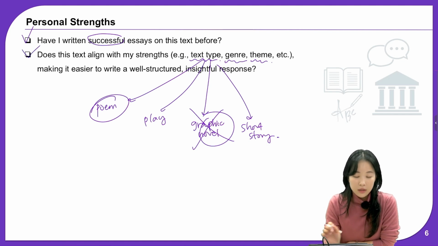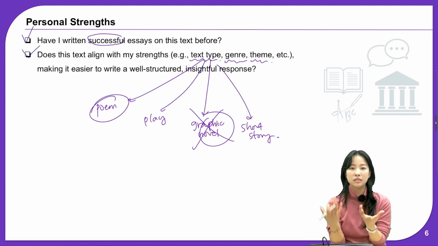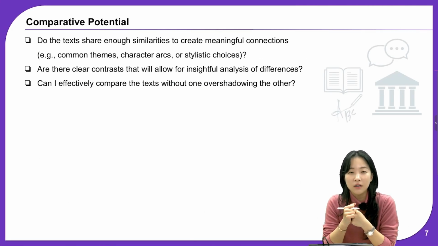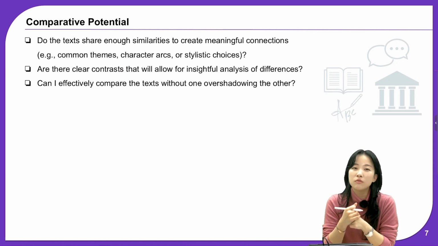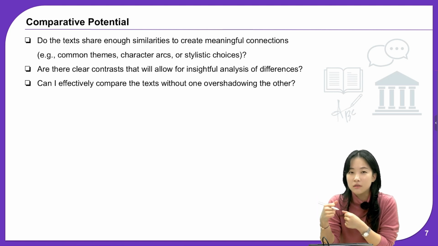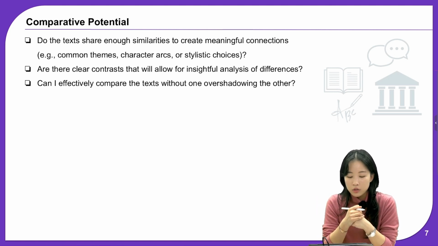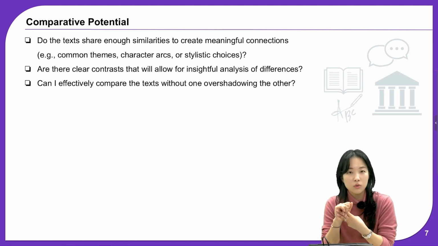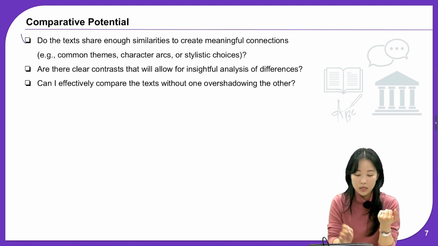After you've picked that, right, now it's time to consider the combination. As a set, does it work well? So we have to consider its comparative potential. Even though we don't know what exact prompt we're going to get, regardless of the prompt that we're going to get, can we make comparison points, okay? So our first question is, do the texts share enough similarities to create meaningful connections? Can we talk about common themes, common character arcs, common stylistic choices, okay? So consider that. If that's a yes, move on.